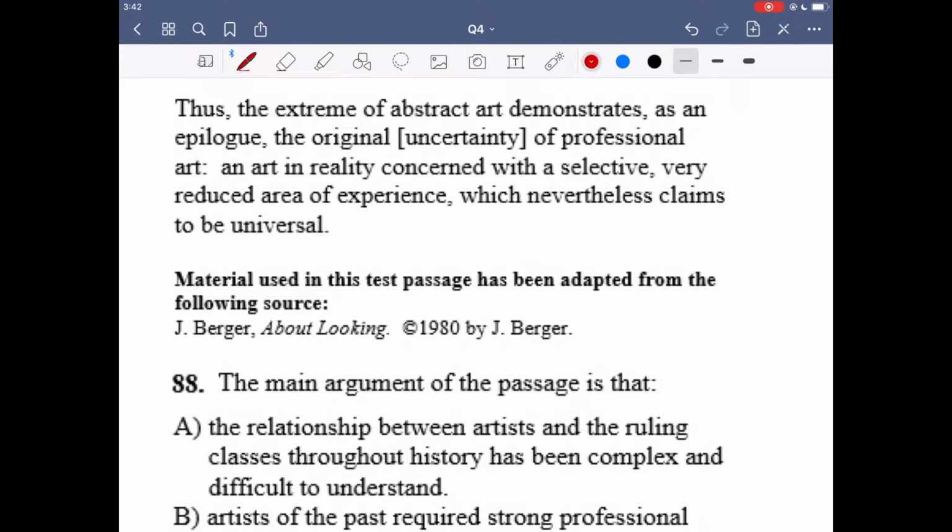And final paragraph, thus the extreme of abstract art demonstrates, as an epilogue, the original uncertainty of professional art, an art in reality concerned with a selective, very reduced area of experience, which nevertheless claims to be universal. So once again, people are limited by their own experiences and the training they've had. So when artists paint about painting, which they of course know a lot about, they're making abstract art, but that doesn't really mean much. A lot of the general population doesn't really get what's going on with abstract art, and you might not really get it unless you are a painter yourself.